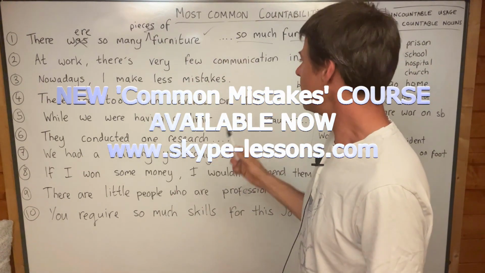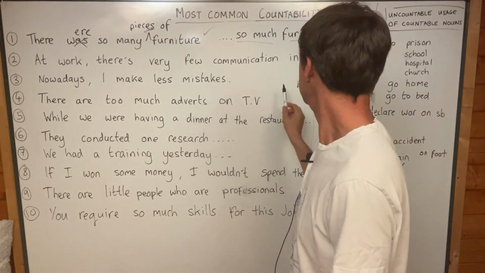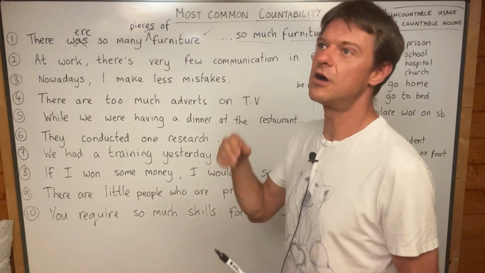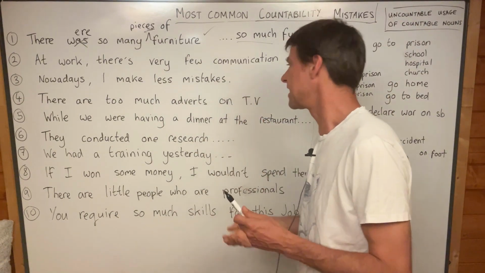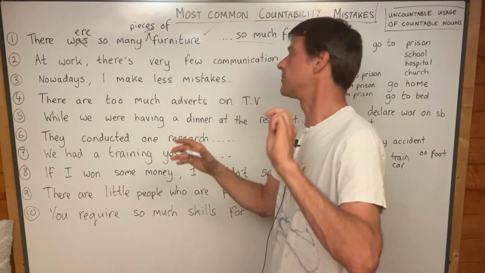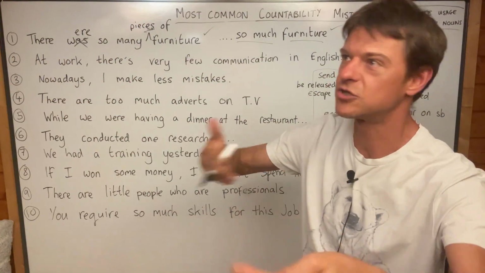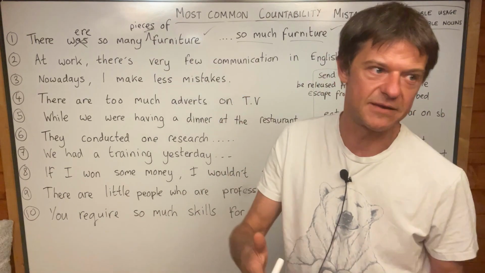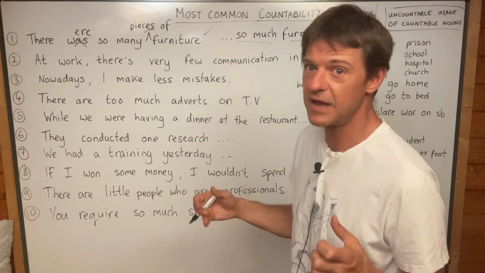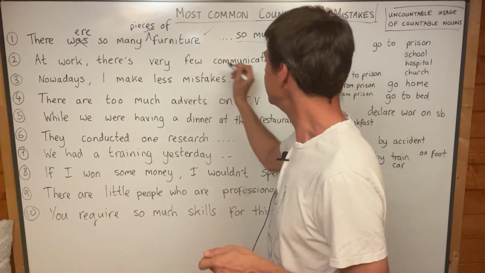Okay, number two, "at work there is very few communication." So in English, communication is uncountable. You can't say two communications, three communications, not usually anyway. I can think of one exception, but not usually. When you mean communication in the general sense of getting in touch with somebody, maybe by email, maybe by phone, maybe by talking, maybe by Morse code, maybe by semaphore, any kind of communication is uncountable.